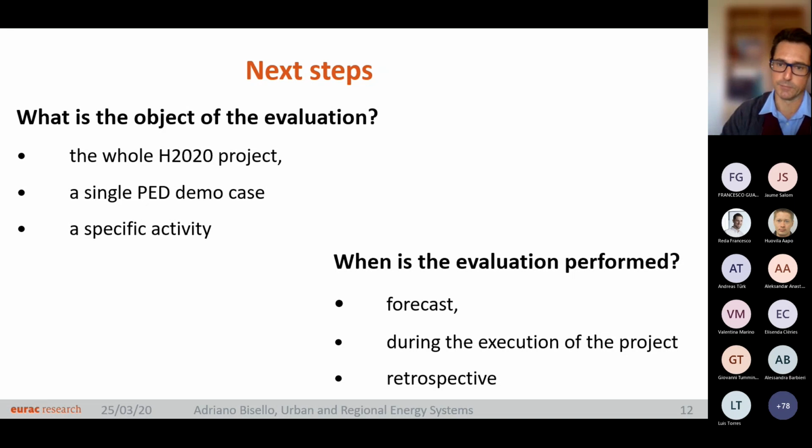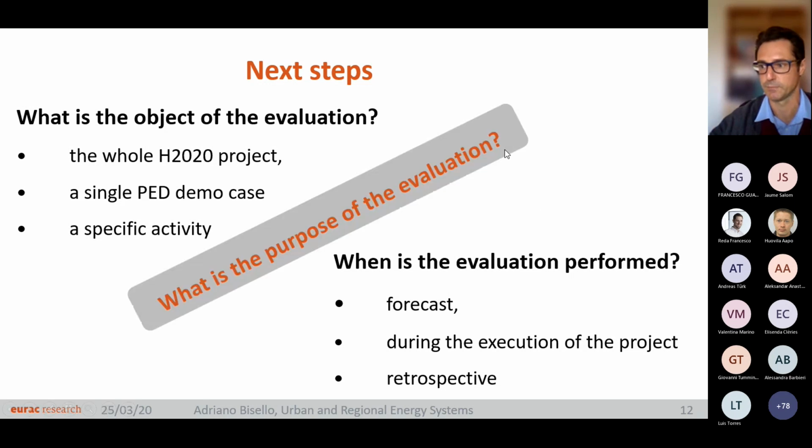Other steps will then follow. For example, better understanding if the assessment is related to the whole project or to single positive energy district demo cases, and if the evaluation activities are approaching the three different steps, the forecast, in itinere, and ex post assessment, or are only related to some of them.